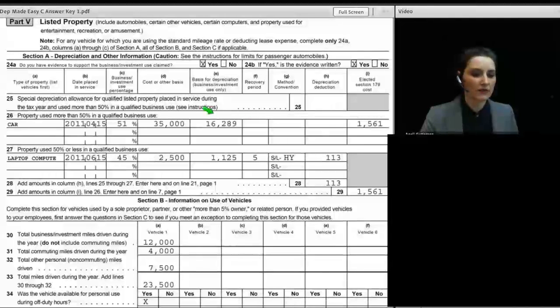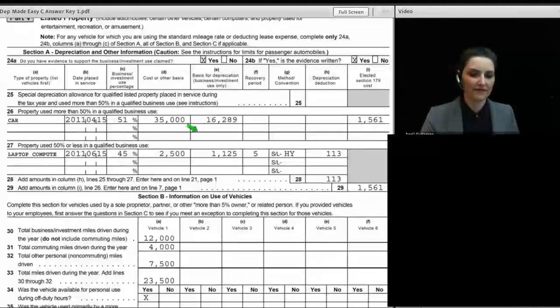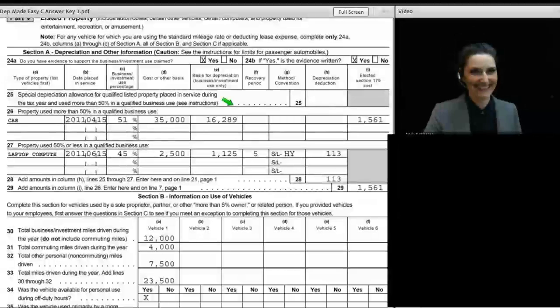16,289 should be 51% of 35,000. Yeah. Oh, you know what? It could be 51% of 35,000 minus 1,561. It's probably giving us 16,289. Yeah, that's what it is. 35,000 times 51% minus 1,561 leaves us the basis for depreciation.